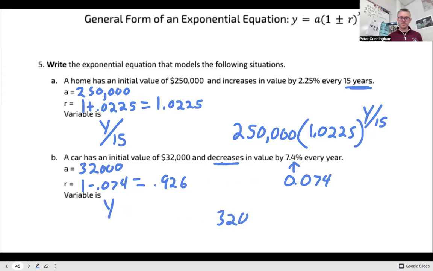Okay, so 32,000 times our rate to the power of however many years go by. And then we could just plug in the number of years if I asked you to evaluate how much that is worth in a certain amount of time.